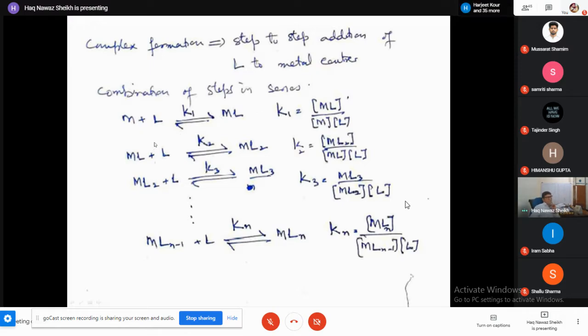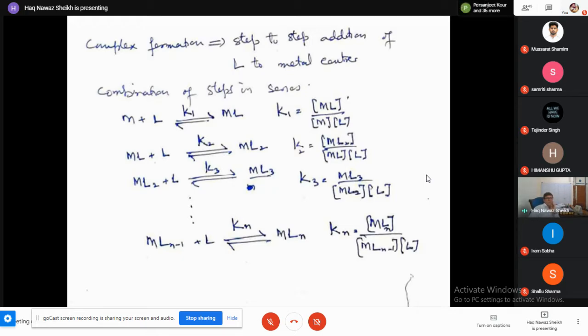In the second step, there is one ligand already there. The incoming ligand now has to replace any of the remaining water molecules. Say there were six water molecules initially, now there are only 5. So there are 5 positions. Out of the 5 positions, it can replace any one water molecule and form ML2. This step has its own equilibrium constant, that is K2 equals ML2 over ML into L. Similarly, the third step, the fourth step, and the last step will be ML(n-1) plus L giving MLn, with Kn, like this.